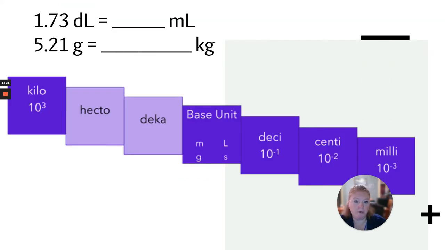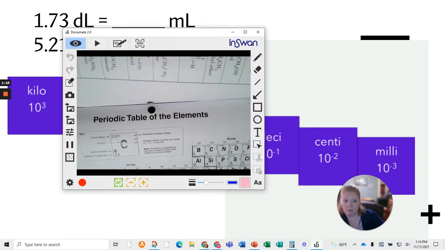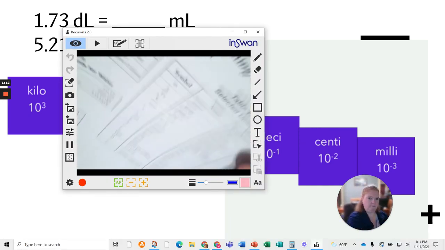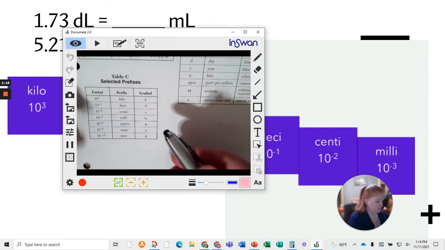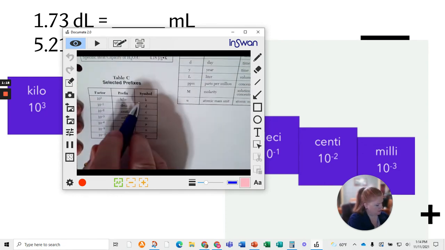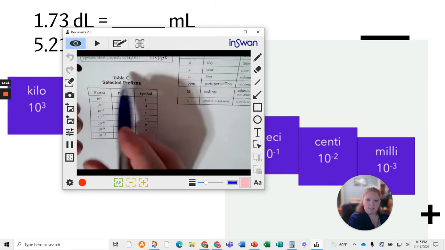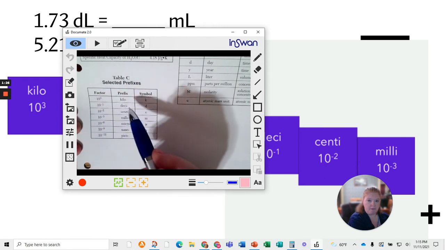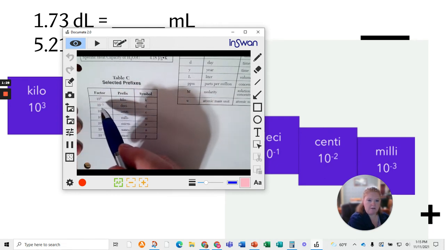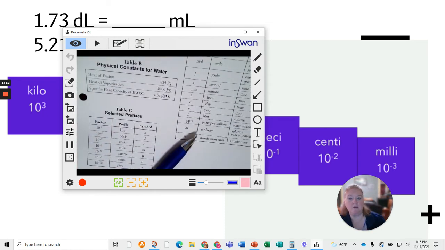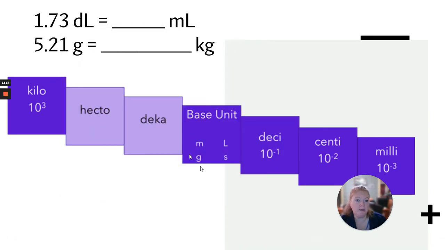You should know how to do conversions from the metric system. So let me just show you, you can use this table right here on your reference table, Table C, to help you build the staircase. So kilo says 10 to the 3, so it is up on the third step. And then deci says 10 to the negative 1, so it is down 1. And what is that all in reference to? The base unit. So kilo up 3, deci down 1, centi down 2, milli down 3.